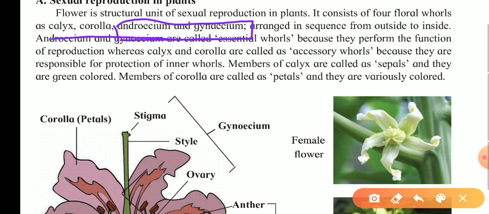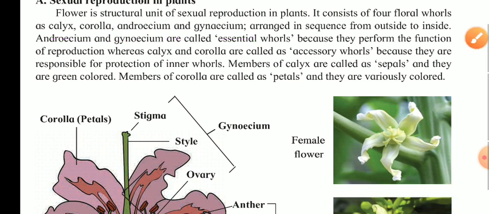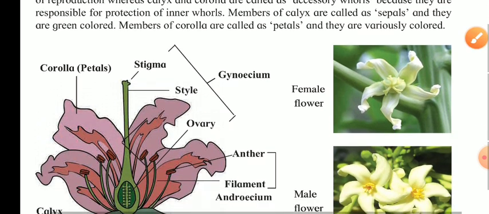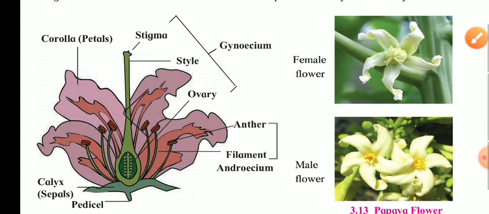They have their own specific characters and specific use in the flower, but when we are talking about sexual reproduction, the major focus will be on the androecium and gynoecium. Now, all the four whorls, the calyx, corolla, androecium, and gynoecium, are arranged in a sequence from outside to inside. I am just going to this particular picture, and then we will discuss this.